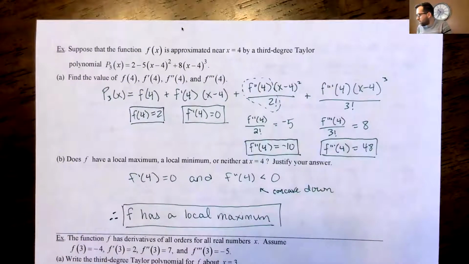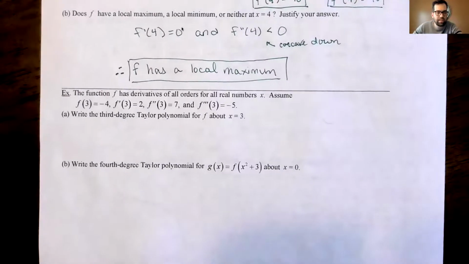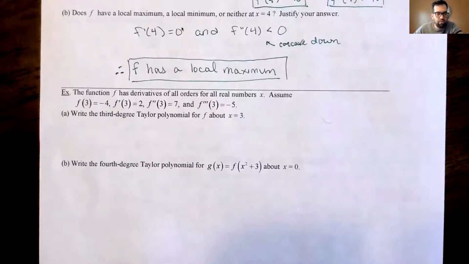Okay, one more question to go. Let's see what we got. The function f has derivatives of all orders for all real numbers x. We are given the function value and the first 3 derivatives when x equals 3. Write the third degree Taylor polynomial for f about x equals 3.